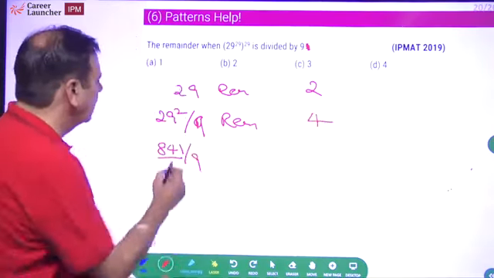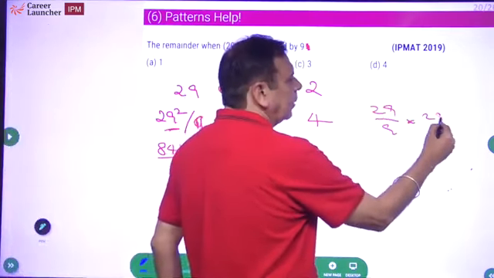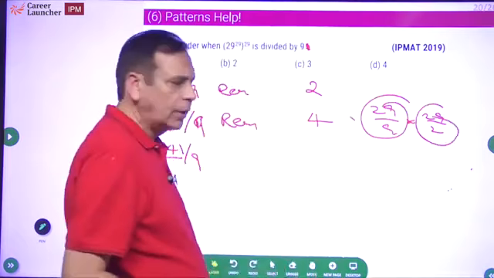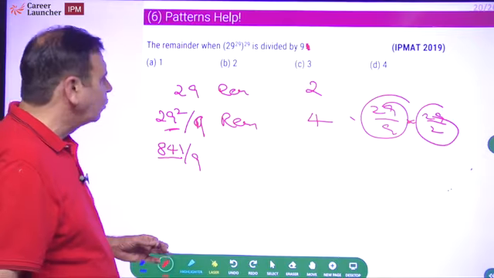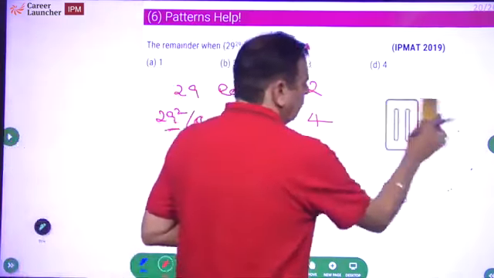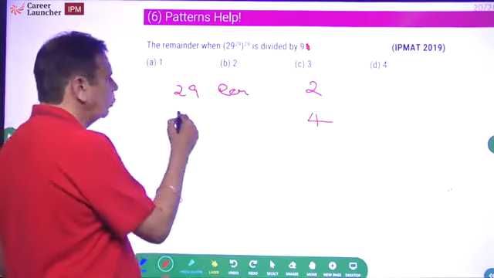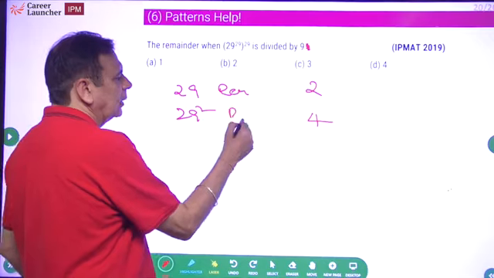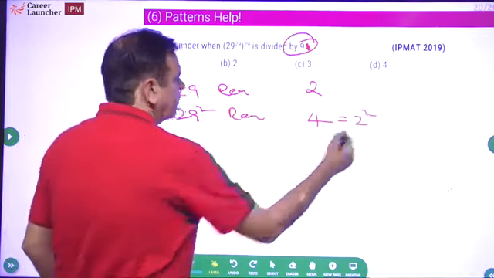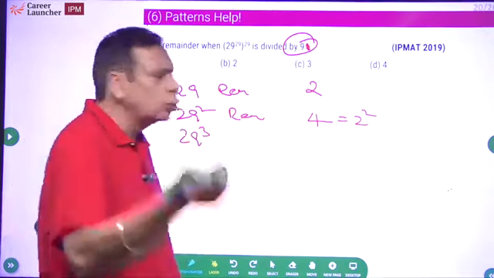Now, I could have done this in another way too. 29 by 9 into 29 by 9. This is 2 into 2, which is 4. Right? So, the digit sums would be multiplied. Okay? If I look at the next one, this is 29 square. If 29 square is divided by 9, the remainder becomes 2 square, 4. What about 29 cube? It will be 2 into 2 into 2, 8.